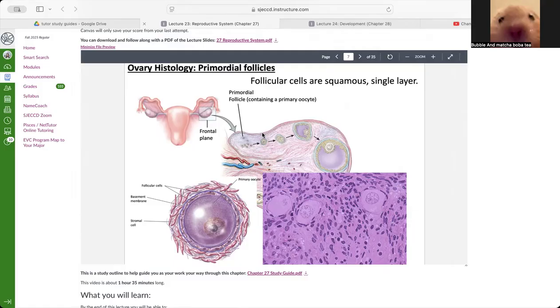Follicle cells are squamous, a single layer, when already developed into it. And they are dividing into large, so more than one layer. Every month, 4 to 5 develop into primary follicles. One primary follicle is going to progress in the next stage, called a secondary follicle.